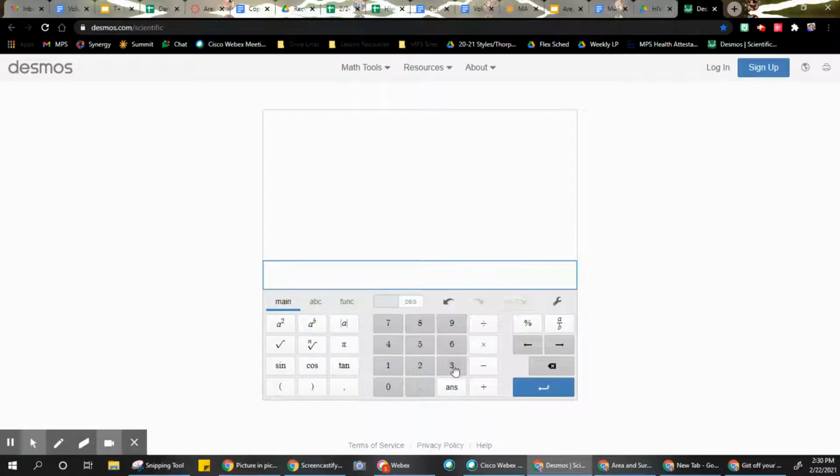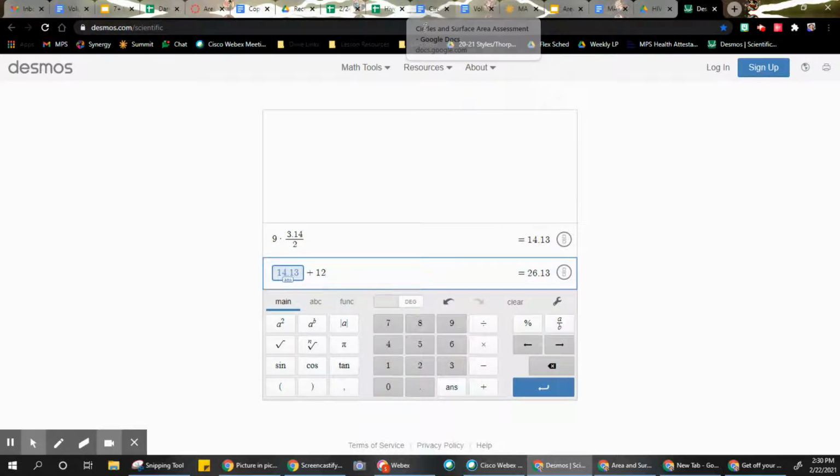I'm going to hit clear all, and I'm going to do 3 squared, which is 9, times pi, which is 3.14, and I'm going to divide that by 2. And I get 14.13. And so now I'm going to hit enter, and I'm going to hit answer plus 12. That's 26.13 is going to be my total area.